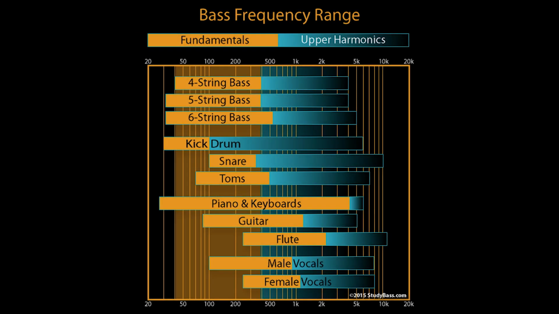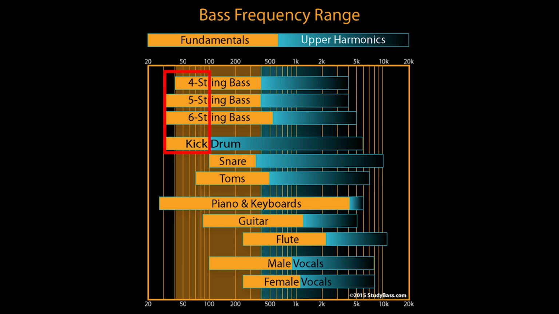Now, this is important. A basic rule when working with other instruments is the more the instruments occupy the same frequency range, the more tightly they need to work together. So the more separate the instruments are, like a bass and a flute, the more independent they can be.